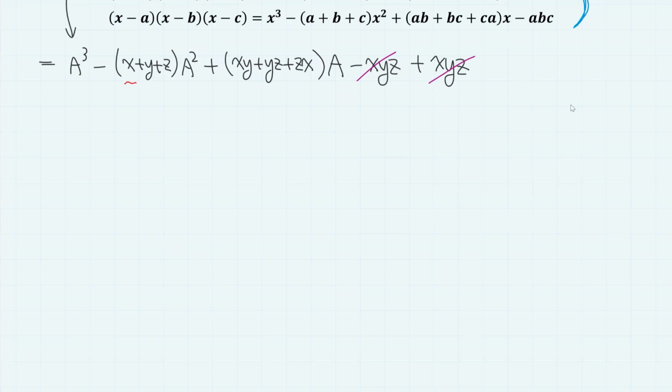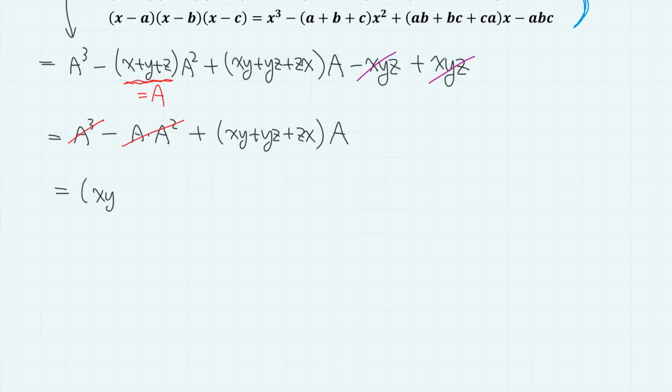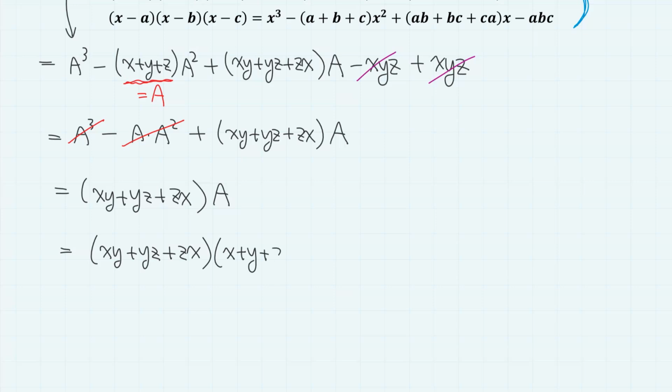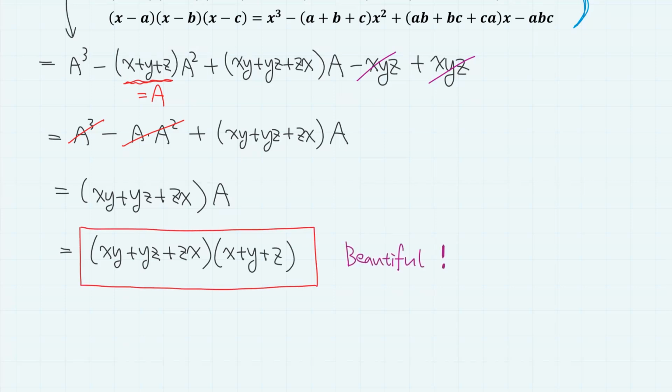Also, remember that we have substituted this x + y + z part as a. So we have a³ − a·a² + (xy + yz + zx)a. And here this a³ term and this a³ term cancel out. So we have just (xy + yz + zx) times a, which is (xy + yz + zx)(x + y + z). And I gotta say, this method is beautiful too.